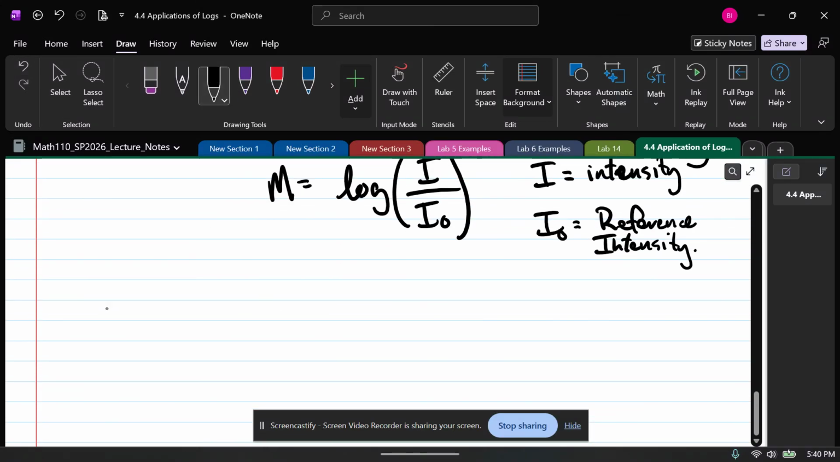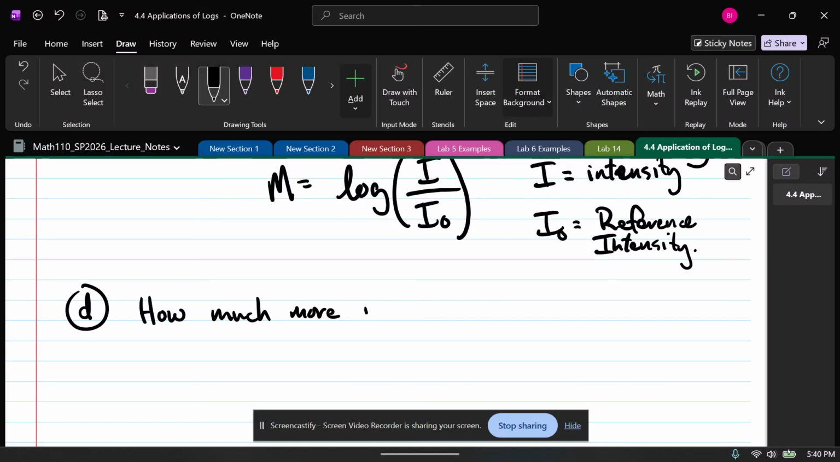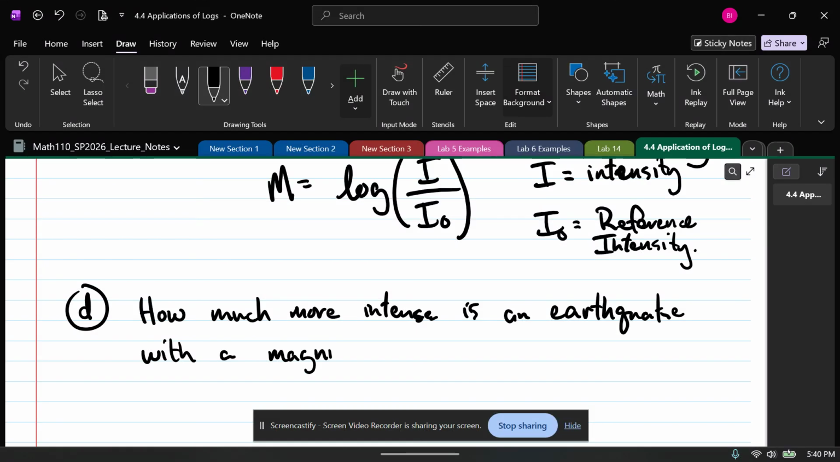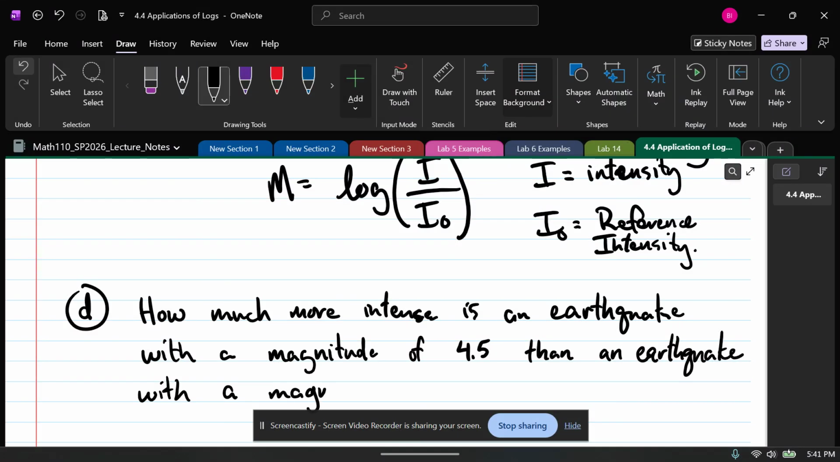So let's do example D. How much more intense is an earthquake, well, I won't spell earthquake with a Q, with a magnitude of 4.5 than an earthquake with a magnitude of 3.0.